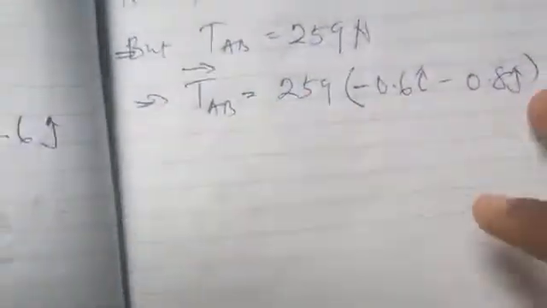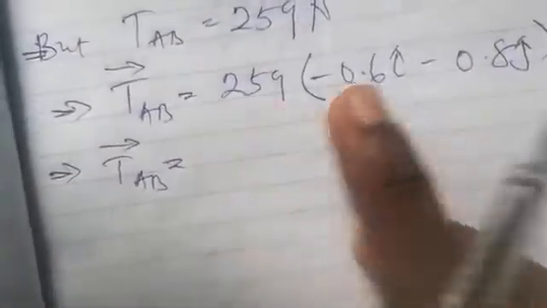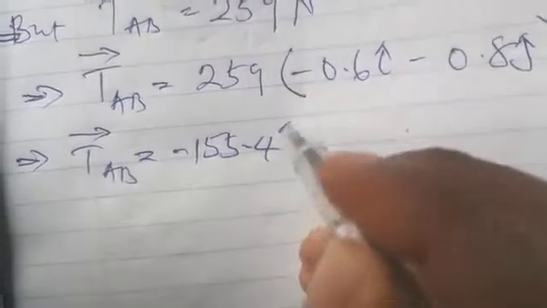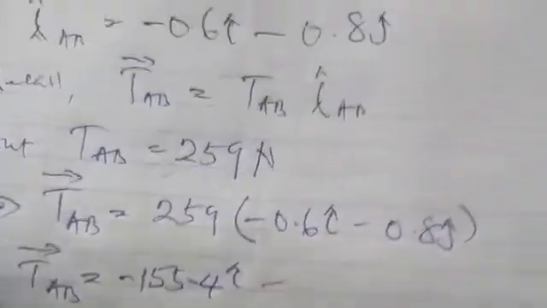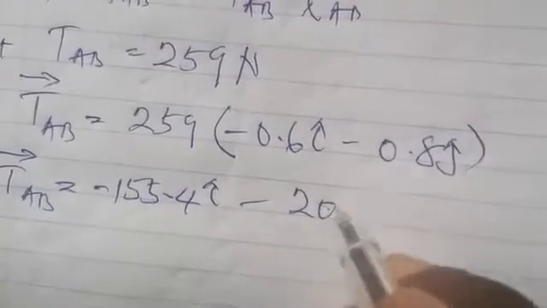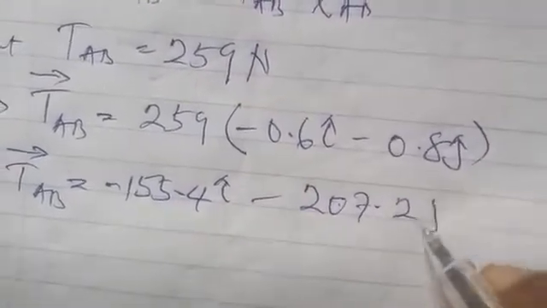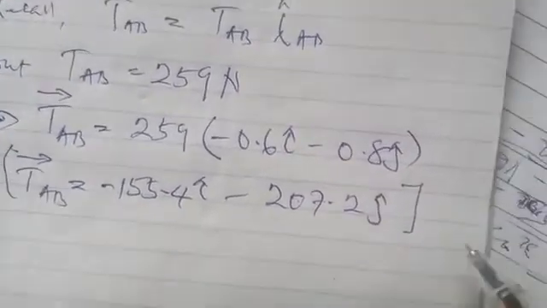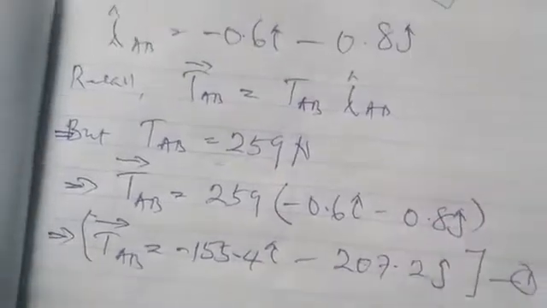So we can now evaluate and expand this. That implies that the tension in cable AB is equal to minus 259 multiplied by 0.6, that's 155.4 i, minus 259 multiplied by 0.8, that gives us 207.2 j. So you can call this equation 1. So we are done with cable AB.